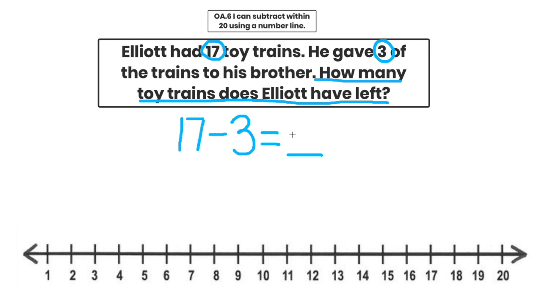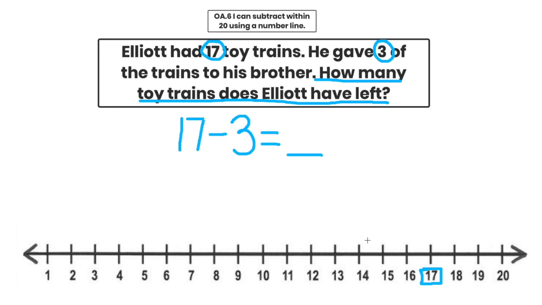Now it's time to use our strategy of using a number line. Now, when I'm looking at a subtraction equation and I want to use a number line, I need to start on the number line with that first number. So I am going to start with 17 and I want to put a box around it so I can remember that that is the number that I start with. Now, it's very important for you to know that when using a number line, when you are adding, you are going to hop forward. But when you are subtracting, you need to remember to hop backwards. So since we are subtracting, we will hop backwards.